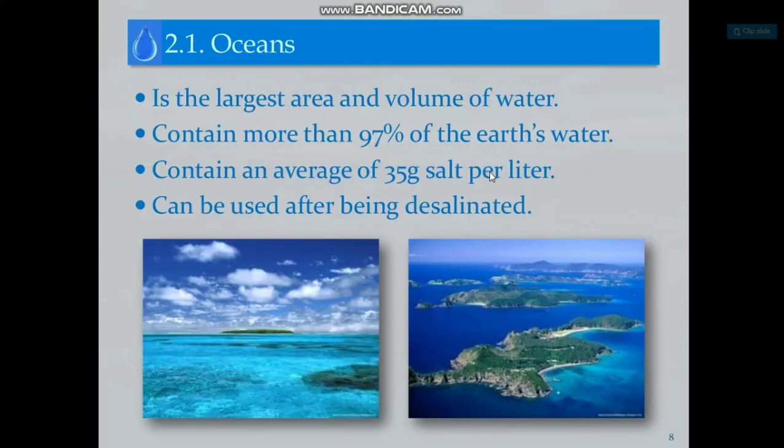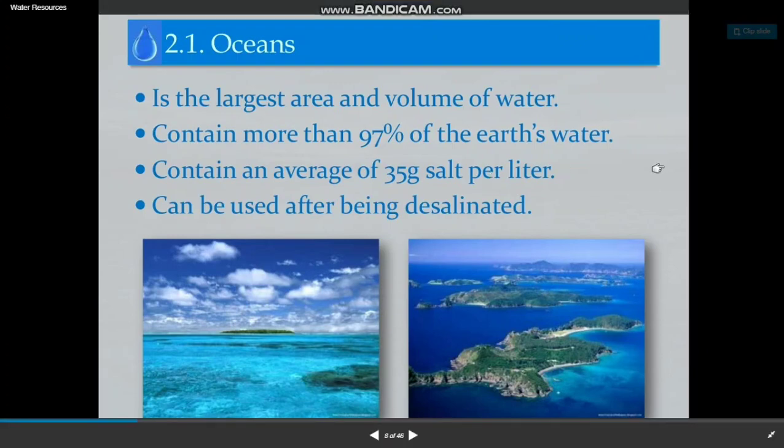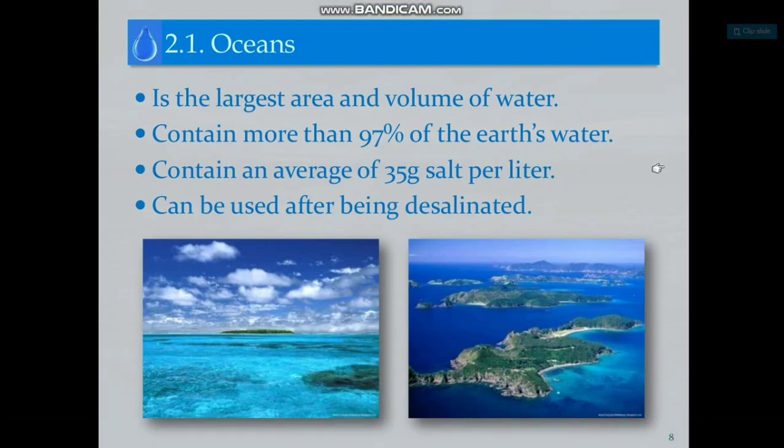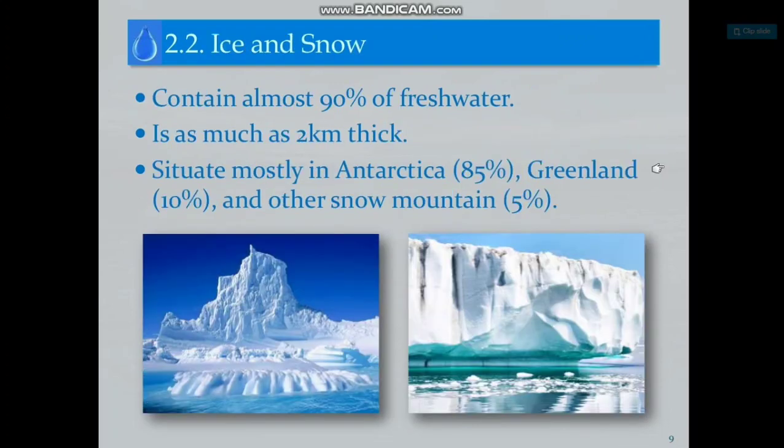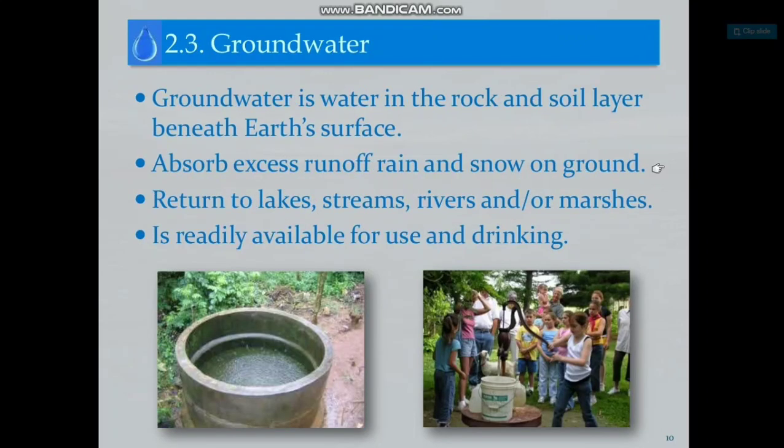Oceans. It is the largest area and volume of water. Contains more than 97% of the Earth's water. Contains an average of 35 grams of salt per liter. Can be used after being desalinated. Ice and snow. Contains 90% of the fresh water. Is as much as 2 kilometers thick, situated mostly in Antarctica, Greenland, and other snow mountains.